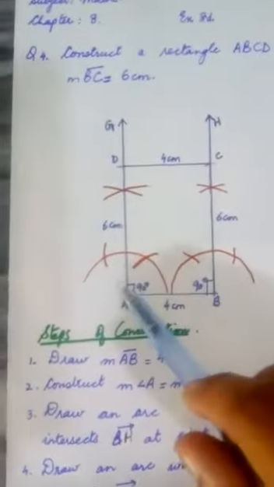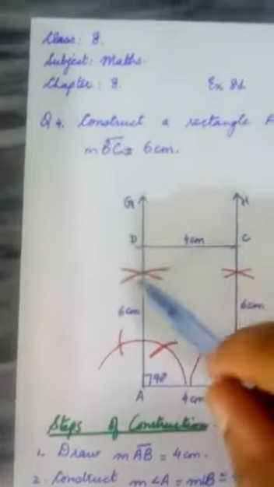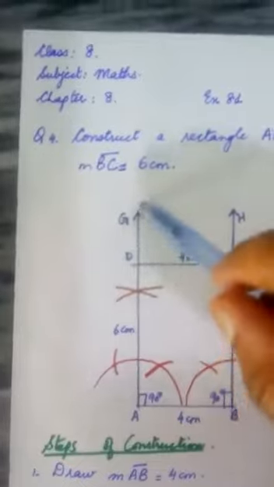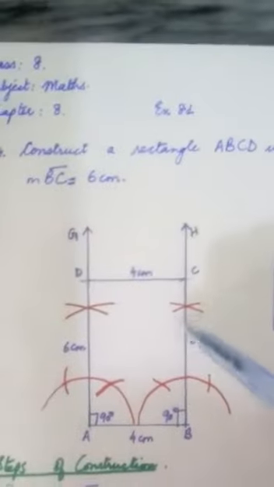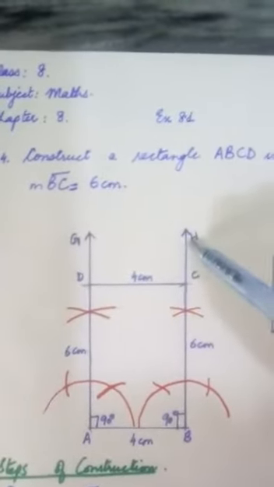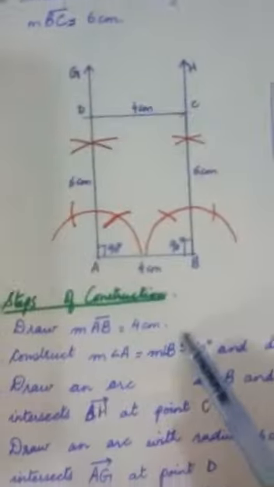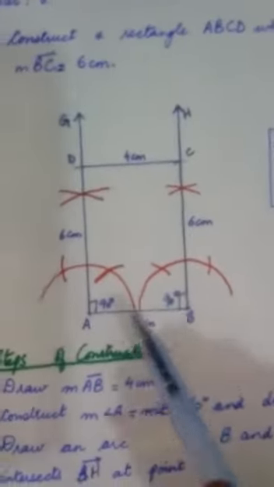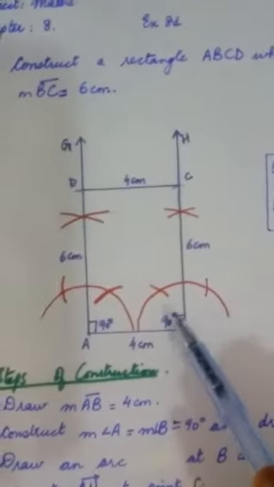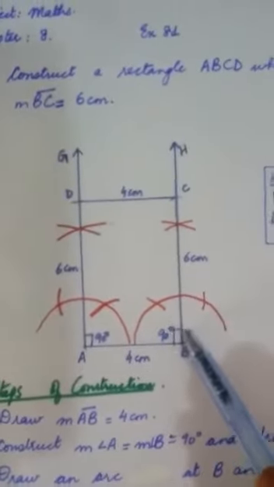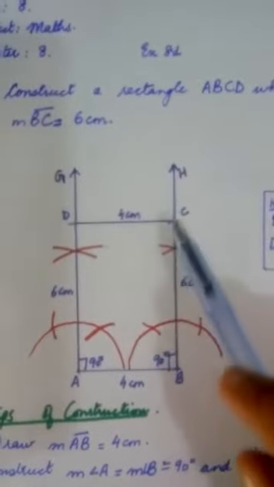Now join point A and extend the ray passing through this intersected point till ray G. Then start from point B, extend it passing through the intersecting arcs until H. After this, take point B as a center because its measurement BC is 6 centimeter. Taking point B as a center and with a radius of 6 centimeter with your compass, draw an arc here.